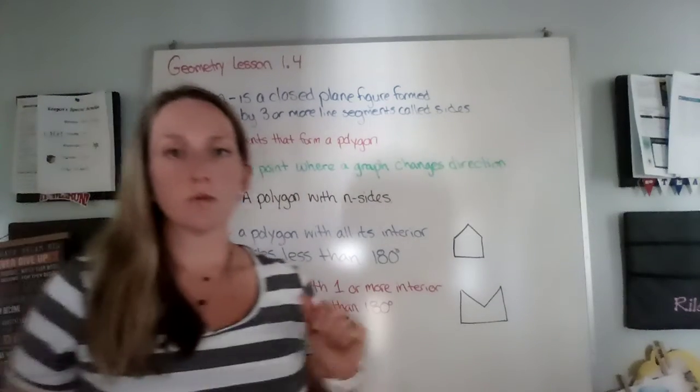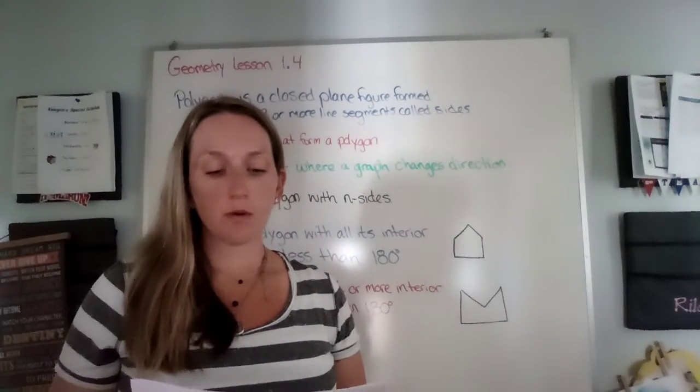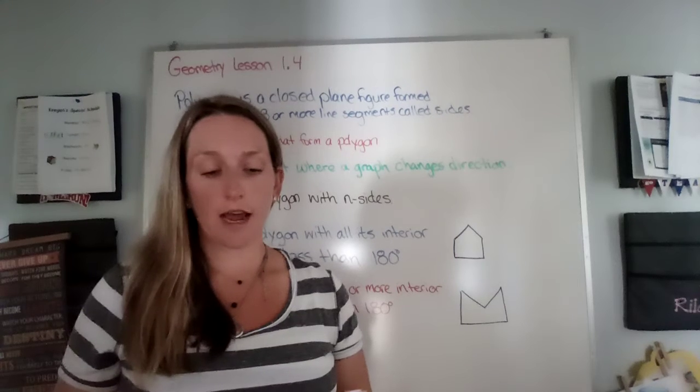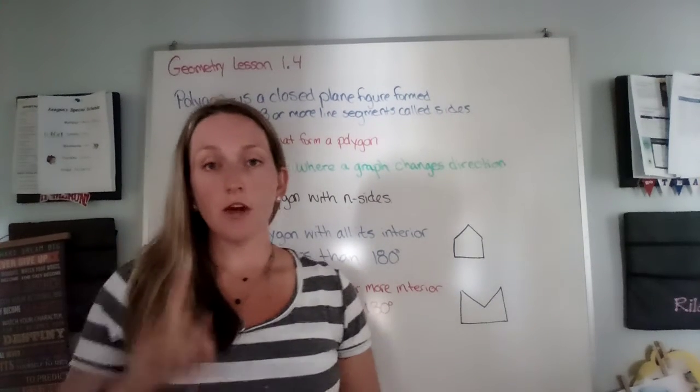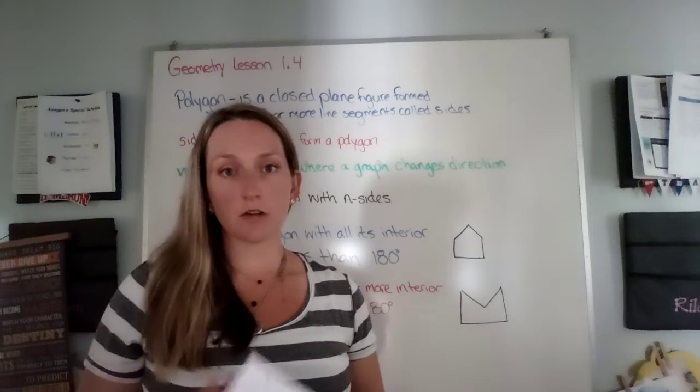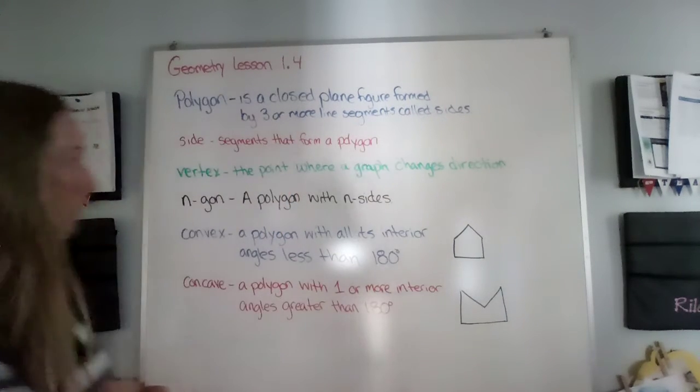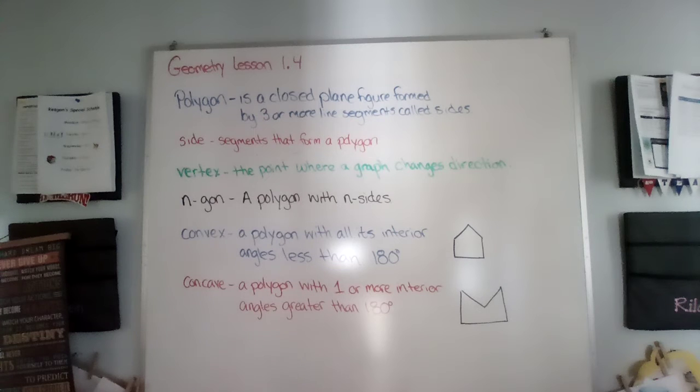Hey guys, so we're going to get started with lesson 1.4 today. We're going to be talking about perimeter and area in a coordinate plane. We do have some vocabulary to get started with first behind me, so let's start there. All right, so a polygon is a closed plane figure formed by three or more line segments called sides.